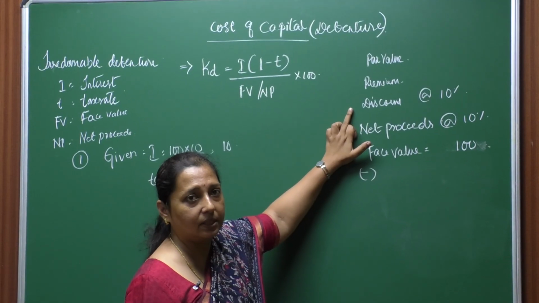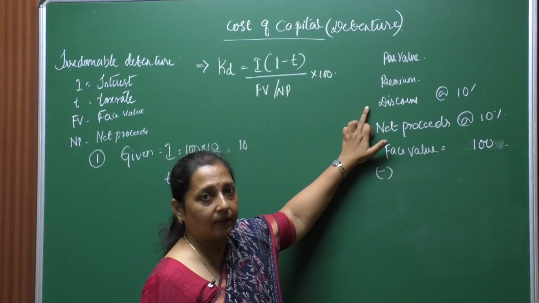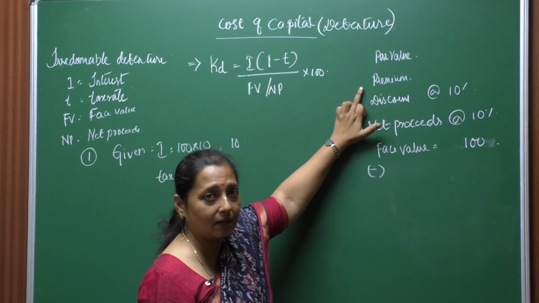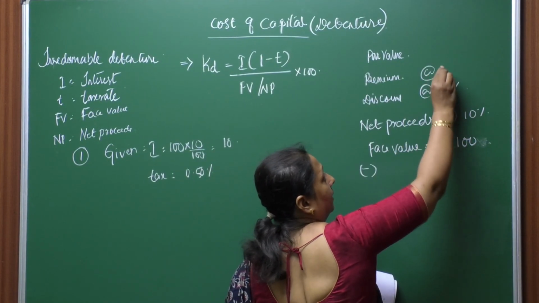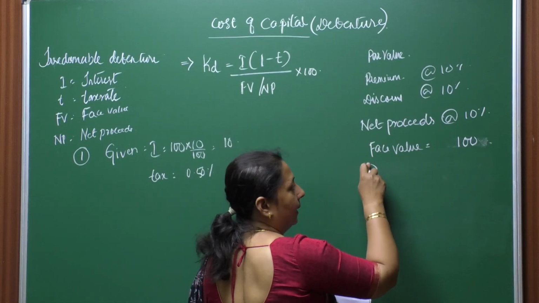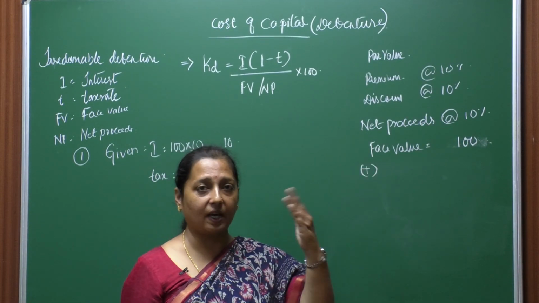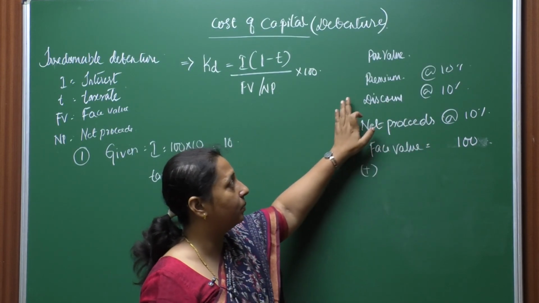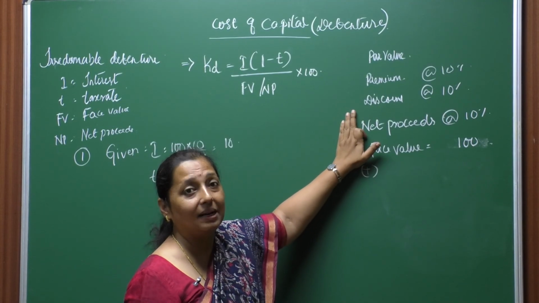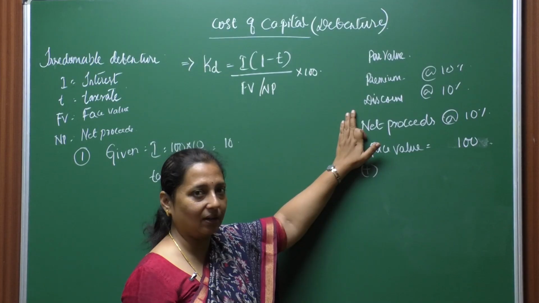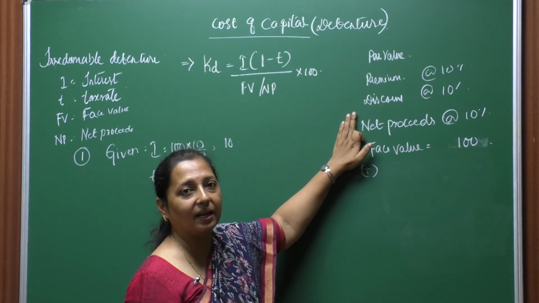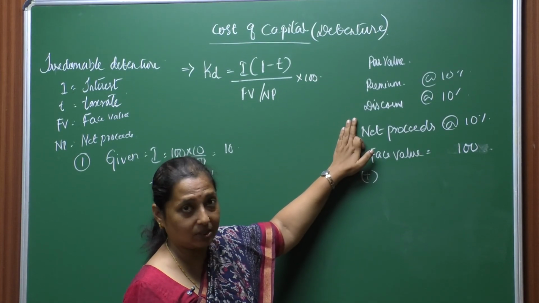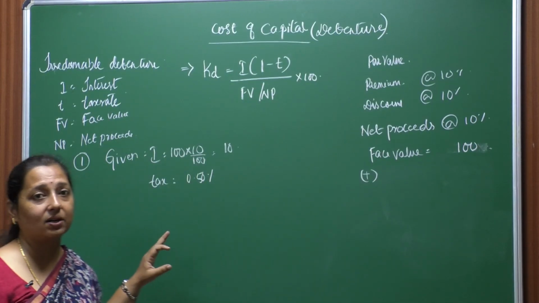For example, if the face value is 100 rupees, that is represented as the par value. If the face value is 100 rupees, a premium of 10% means 100 plus the premium added above the face value. 10% of 100 rupees will give you 10 rupees. So, 110 will become your premium amount. Discount means less than your face value. 100 minus the discount of 10 gives you 90 rupees, which will be represented as the net proceeds. Let us start with the problem, giving a detailed explanation.